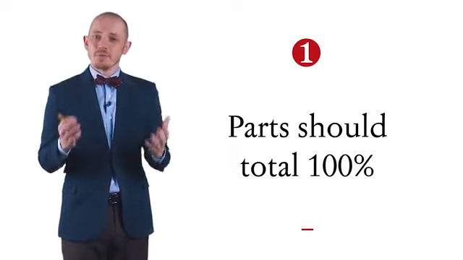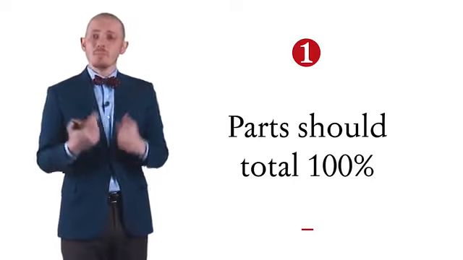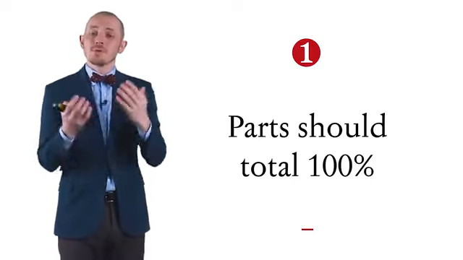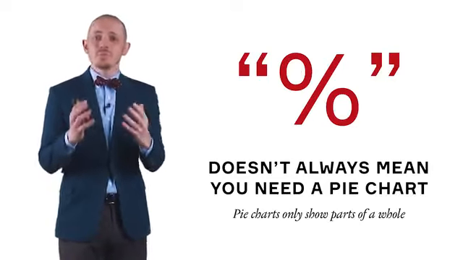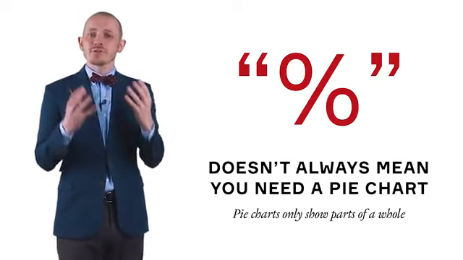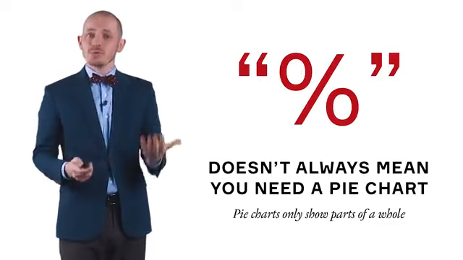That said, however, the area of usefulness is quite narrow. For one thing, parts should always total 100%. The percentage sign does not always mean you need a pie chart. Pie charts only work when you're trying to show parts of a whole.